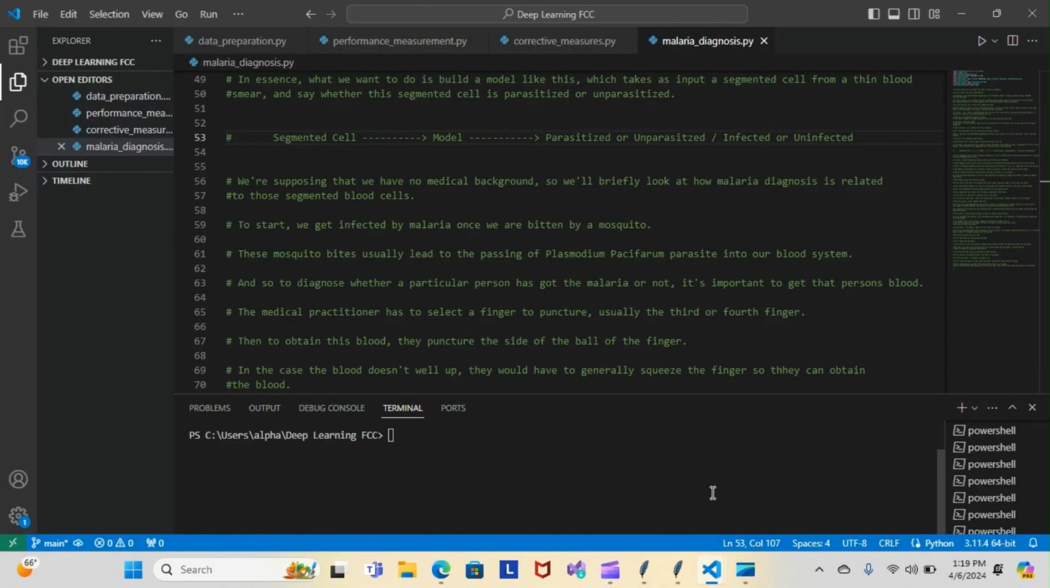Now, yesterday, if you recall, we went over the steps that we would need to actually build this model that will detect if a patient has malaria or not. So let's pick up where we left off.